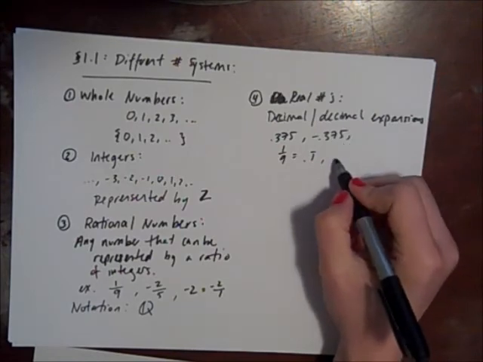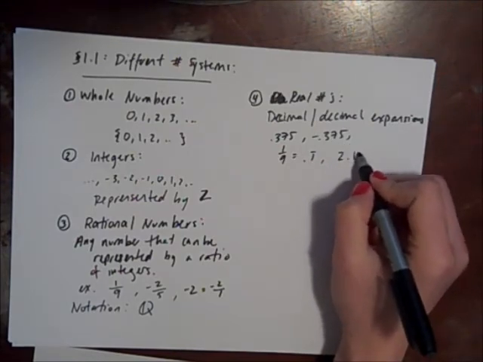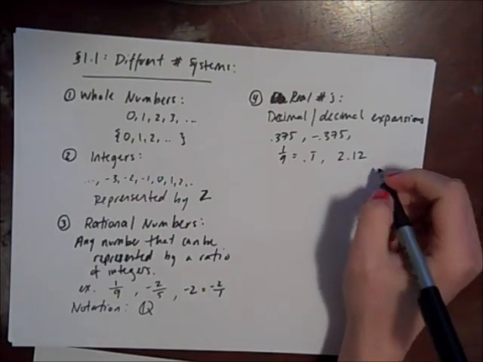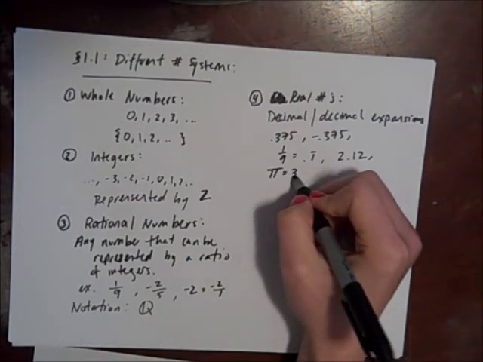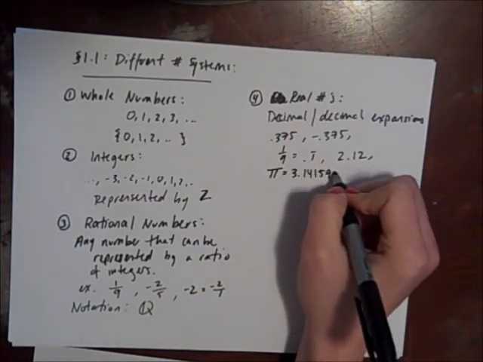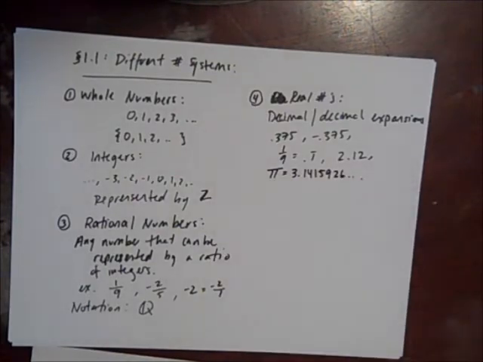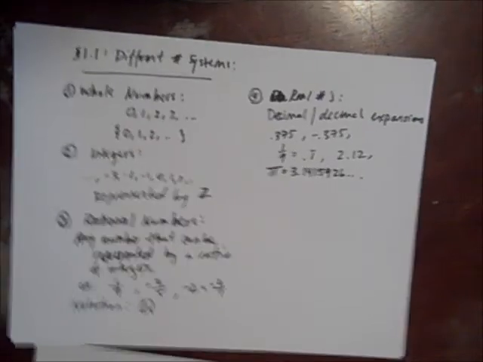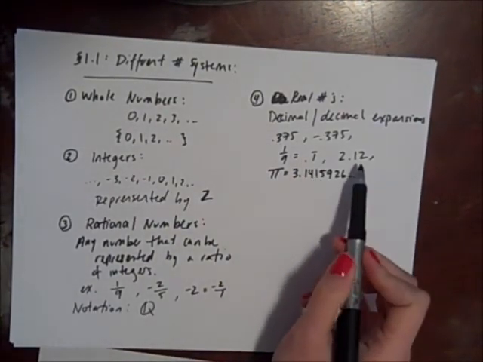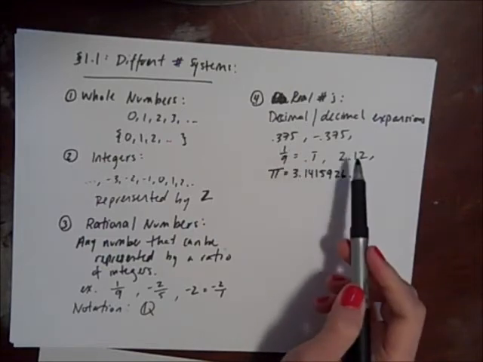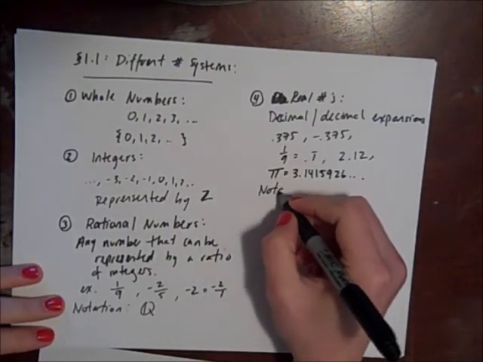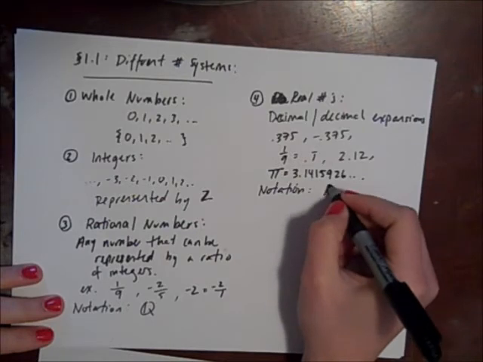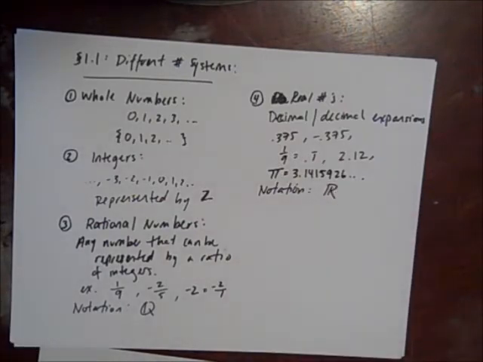We could also have something like 2.12. That's a decimal, so we can write that. Something like pi. Pi is 3.1415926, whatever. It keeps on going forever, but it is a decimal or a decimal expansion, so therefore it's a real number. So real numbers don't have to end finitely. We don't have to have a finite number of decimal places. This is just anything that can be written as a decimal. Those are all going to be real numbers. The notation here is a boldface R. So those are all of our real numbers.